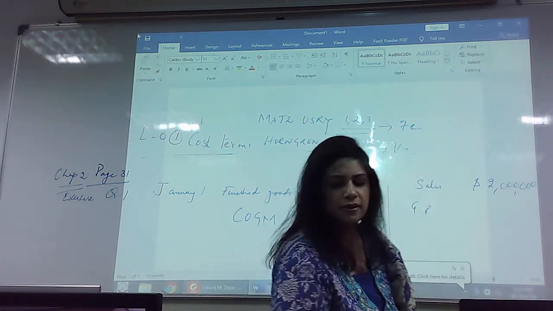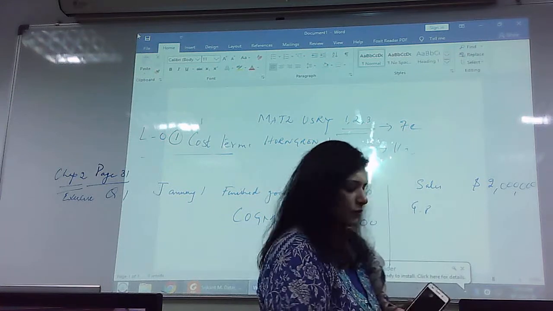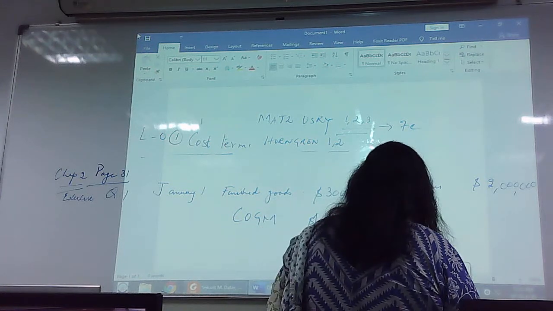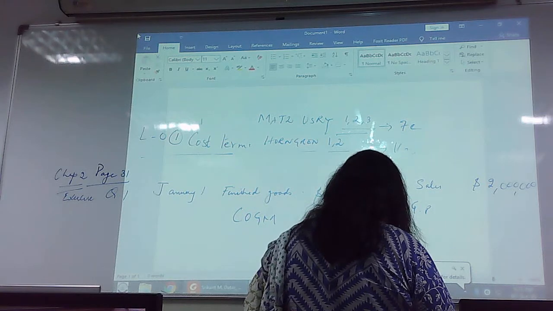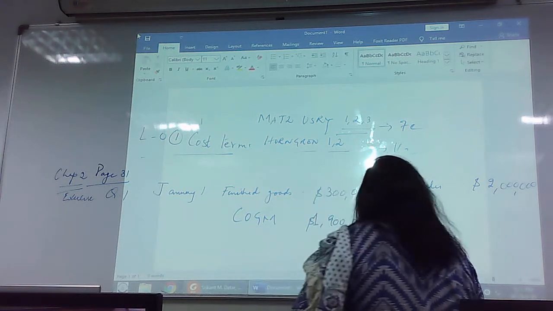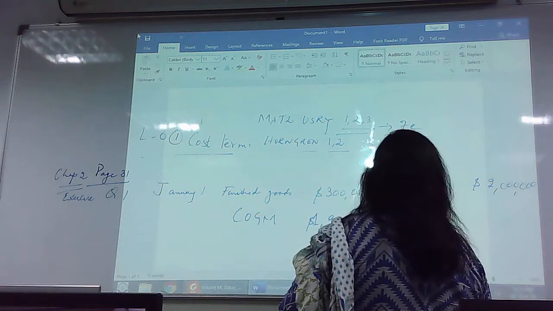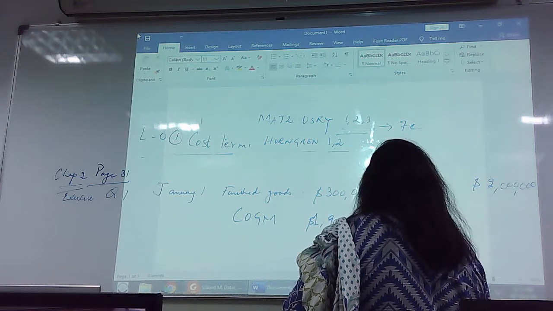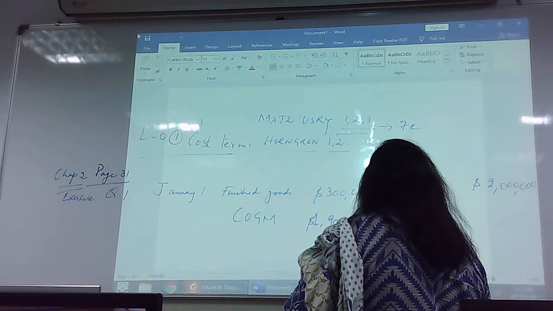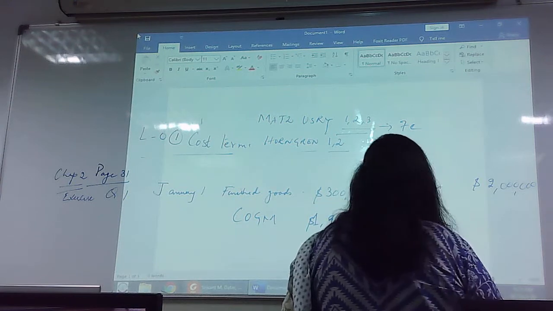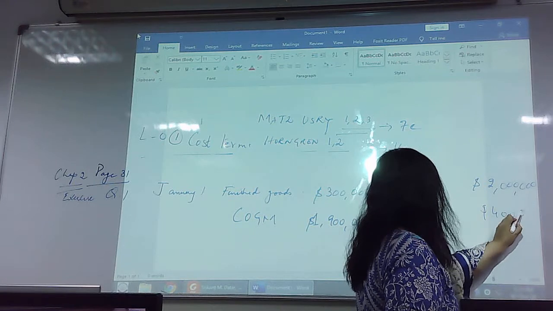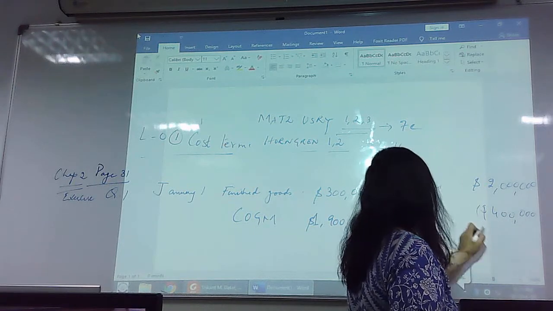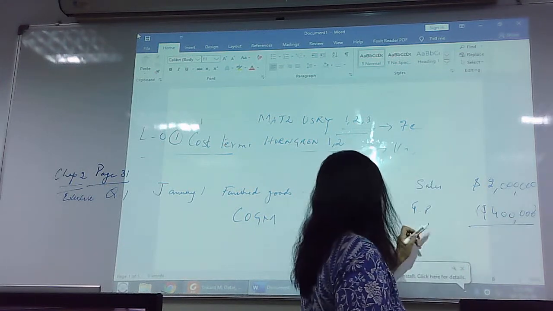Let's just calculate this. I'll be using the mobile first calculator. So let's say we have 20% of 2 million. Comes to about 400,000. Right, so when you subtract that, what do you get?